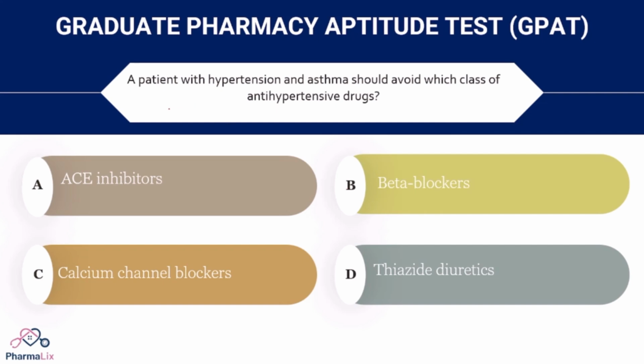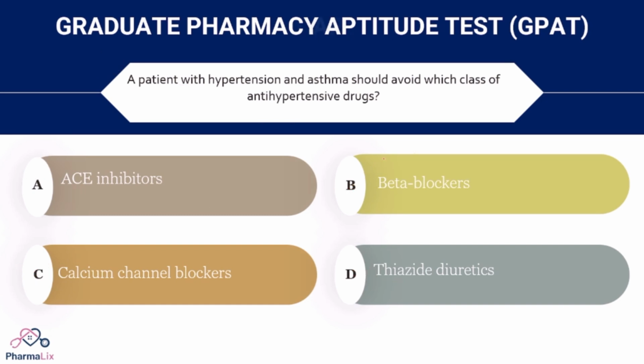A patient with hypertension and asthma should avoid which class of anti-hypertensive drugs? See, there are a few drugs which should be avoided if a person has hypertension as well as asthma. So which are the drugs which should be avoided? Is it going to be ACE inhibitors? No sir. Is it going to be beta blockers? Maybe. Is it going to be calcium channel blockers? No sir. Is it going to be thiazide diuretics? No sir. So these are basically classes of drugs.